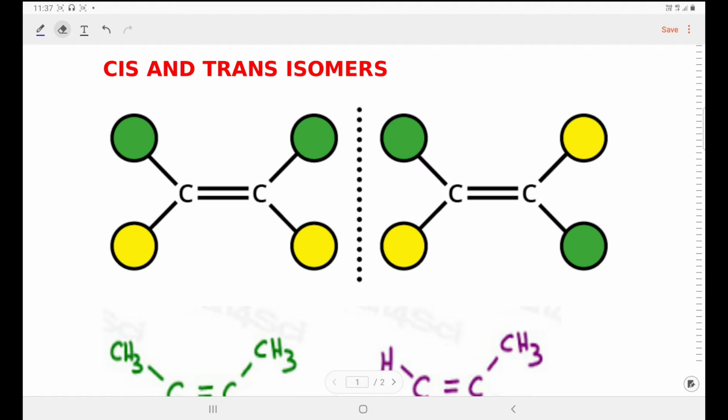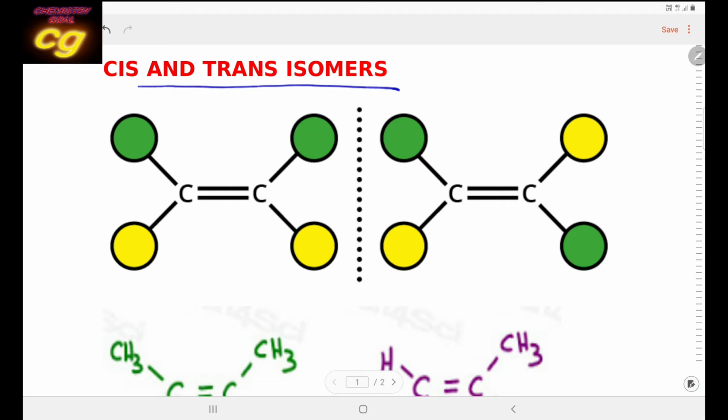Hello students, today we are going to discuss a very important topic, that is cis and trans isomerism. We already know that cis and trans isomerism is called geometrical isomerism. It is observed in organic compounds having double bonds. Across carbon-carbon double bonds, the groups attached to the carbon atoms give different isomers.